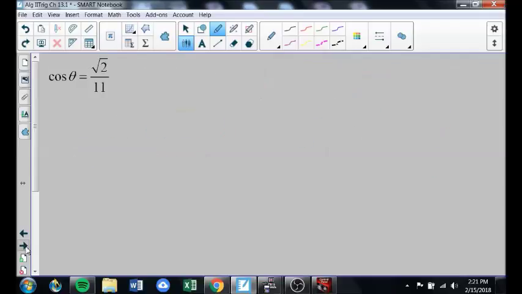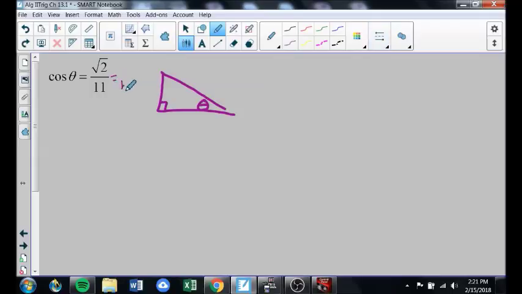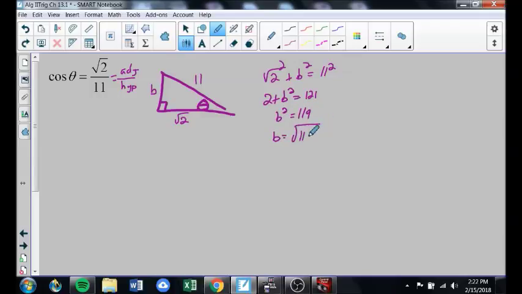Here's another example. Cosine of theta is root 2 over 11. Good. Here's one where I didn't draw the triangle. I'm just going to draw any right triangle. It doesn't matter what you pick theta to be, so this time I'll make this theta. Cosine is the adjacent side on top and the hypotenuse on the bottom. So the adjacent side is root 2, the hypotenuse is 11. The question is, what's that side over there? So I'm going to do root 2 squared plus b squared equals 11 squared. So 2 plus b squared is 121. So b squared is 119. So b is the square root of 119.